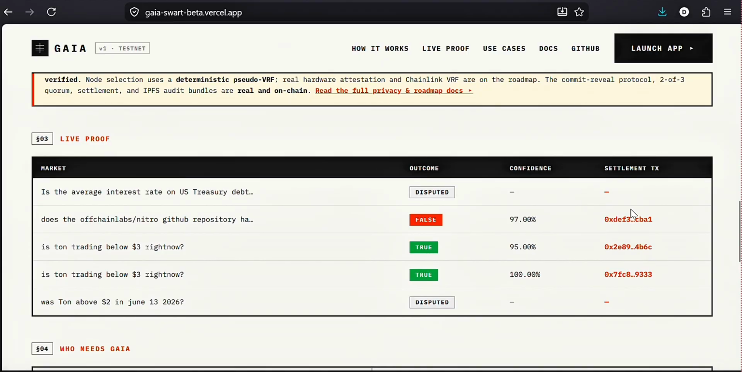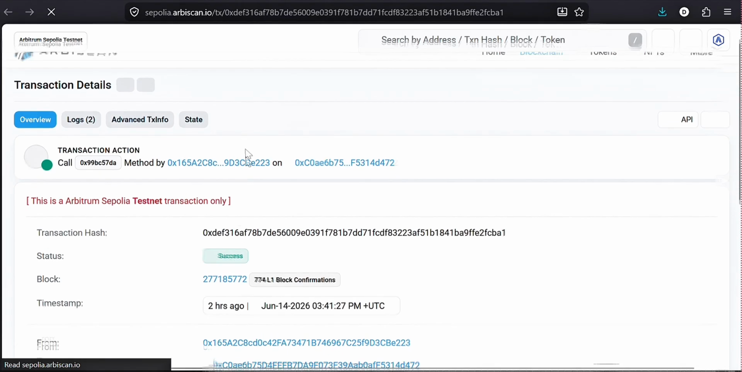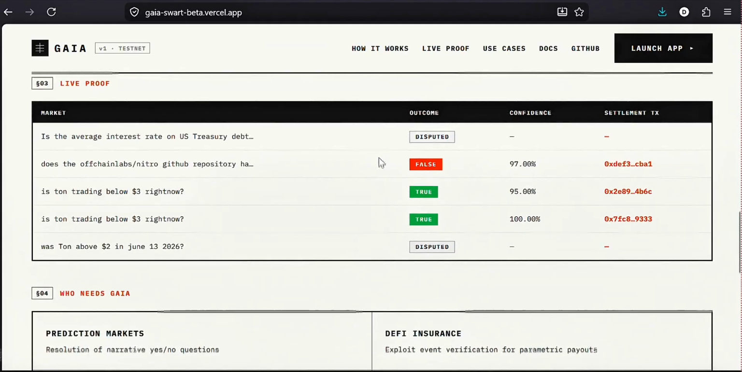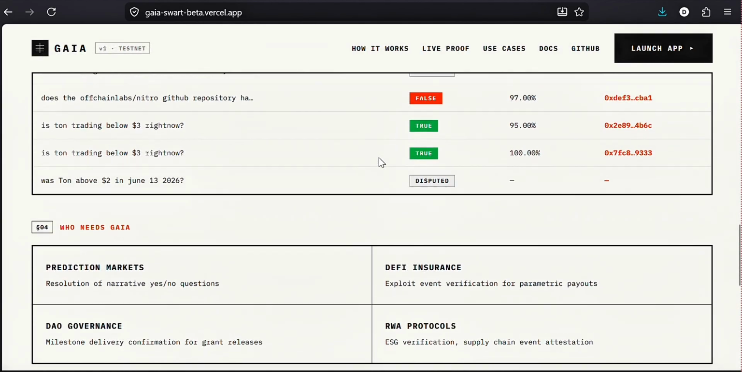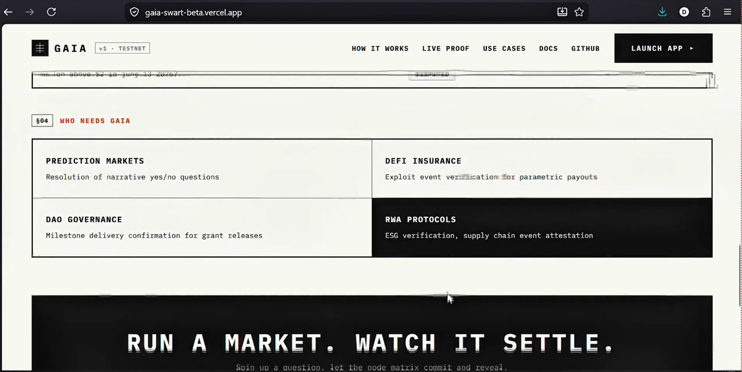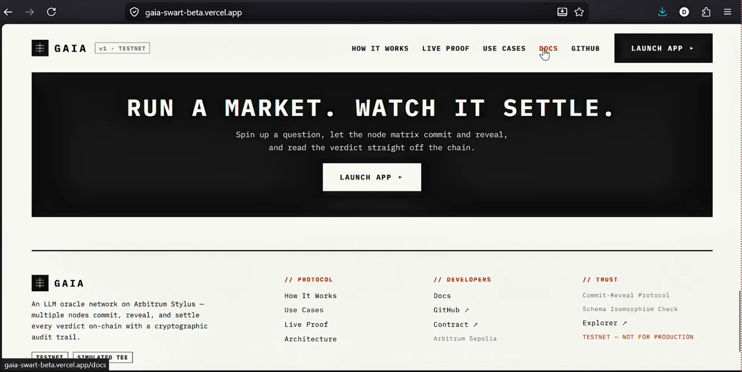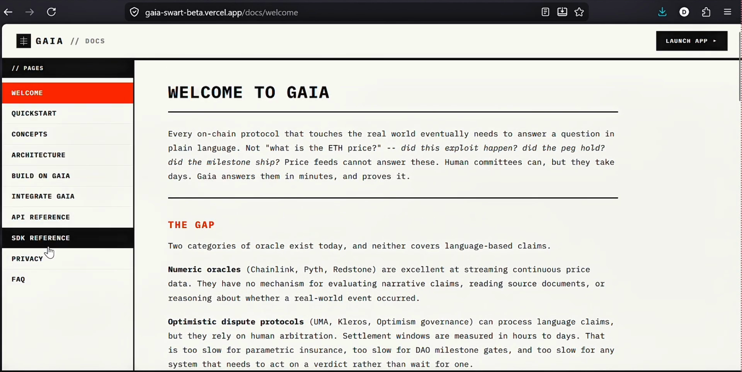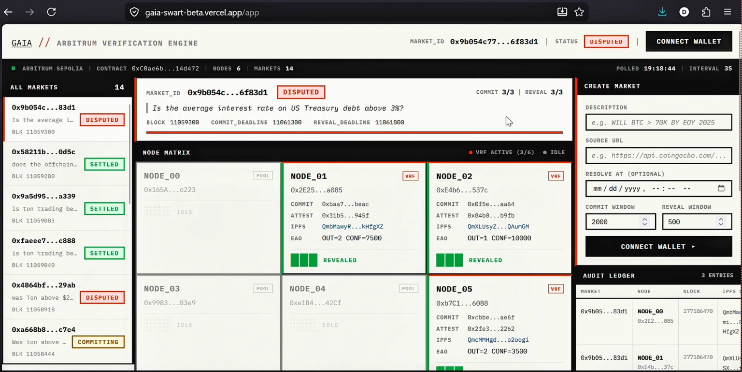This is live proof. This shows some of the settled market that naturally existing Oracle system cannot answer to. Now, the interesting part of this is that each step that Gaia LLM nodes take, they submit proofs on chain. So, what can use Gaia? It ranges from DeFi protocols to prediction market to DeFi insurances to governance. So that was just the docs, and we'll get back to that.